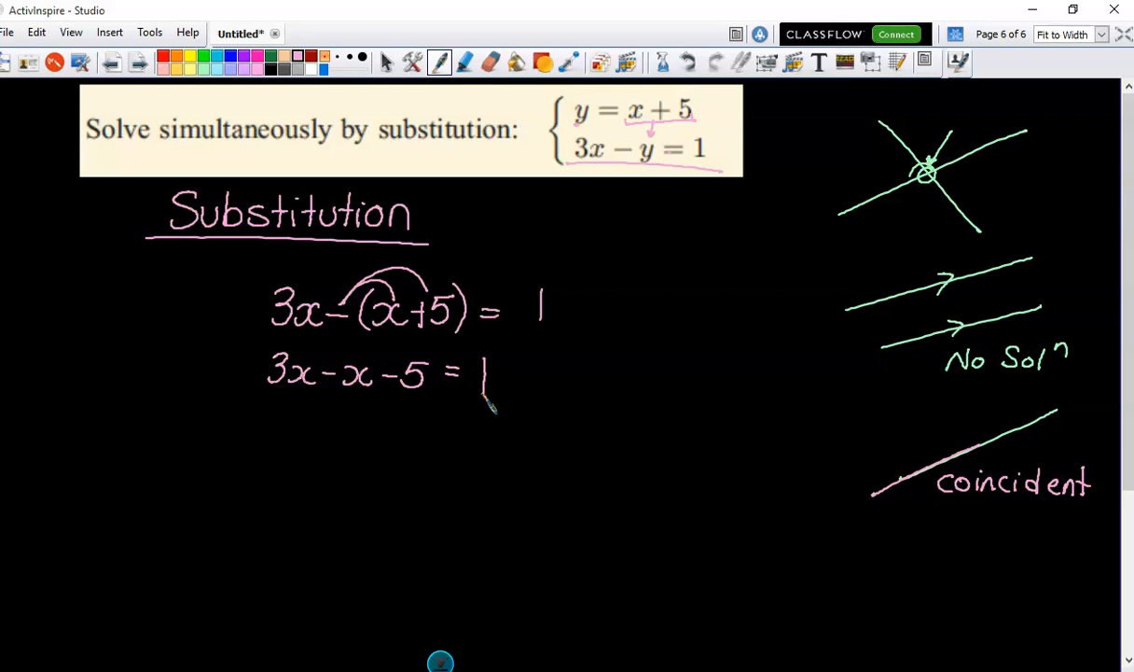Gather your like terms. That's right. 3x take x is 2x. Let's get rid of the take 5. Chuck it. And therefore, x is?